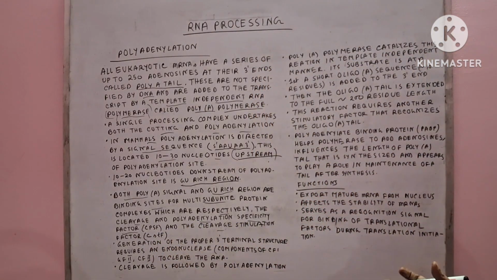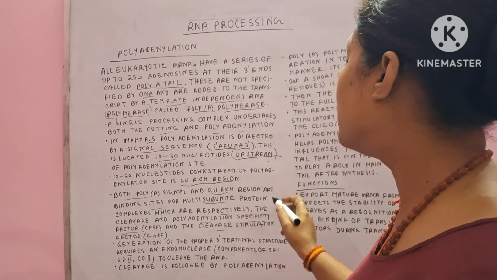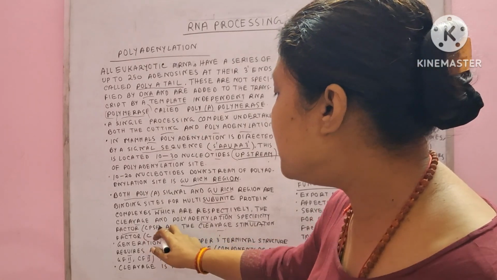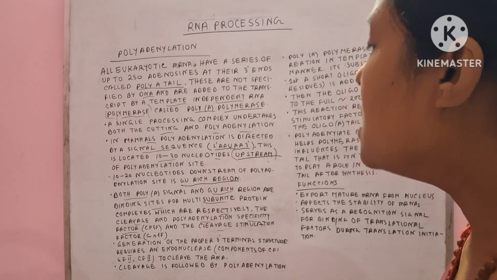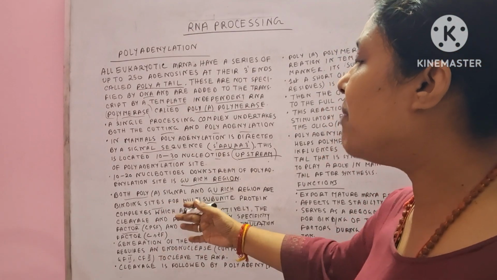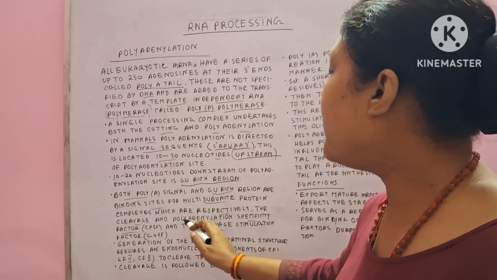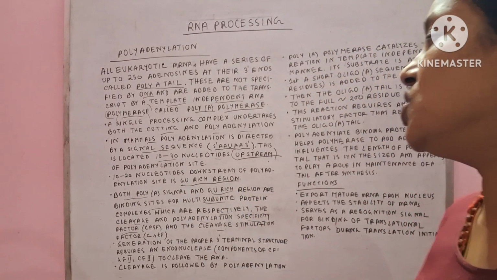So which subunits are important here? That means the protein subunit or protein complex important here. The first one is the CPSF and the second one is the CSTF. Okay, and where they can bind at the poly A signal and obviously on the GU rich region.